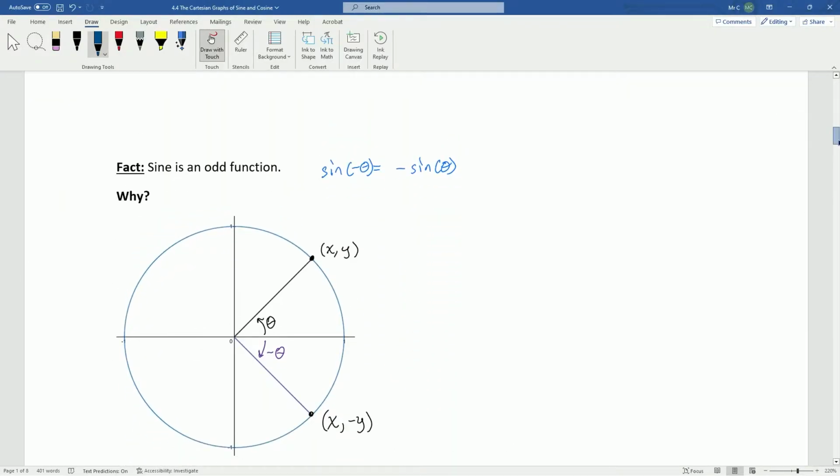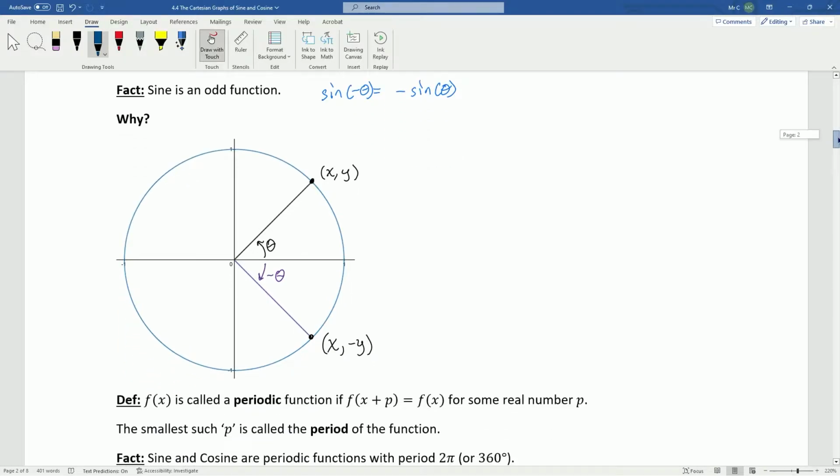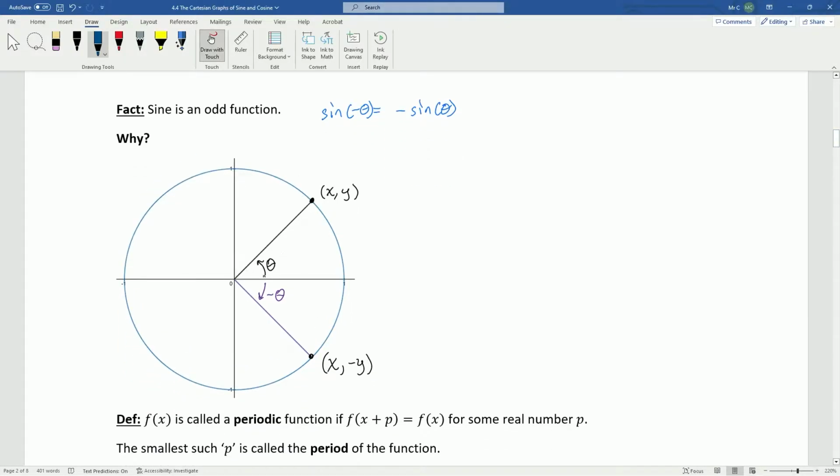So fact: sine is an odd function, meaning sine of negative theta equals negative sine of theta. All right, well, how do we see that? Again, we look at the unit circle, and when we look at theta, we get x, y. Y is my sine of theta value. When we look at negative theta, what do we get? We get the negative value of y. The same triangle gets formed here, but this triangle is on the bottom, so the y value is in the negative direction. In other words, sine of negative theta equals negative sine of theta.